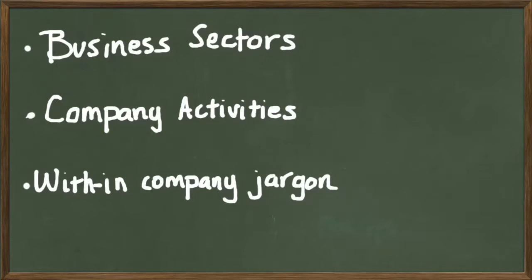The first one is business sectors, some areas of business that are important or common. Also, we will be talking about some company activities, some verbs or actions that companies do in their everyday lives as a company. Also, we will talk about company jargon. We'll explain a little bit later the meaning of jargon: a word that you probably will not use a lot, but it's important to know.